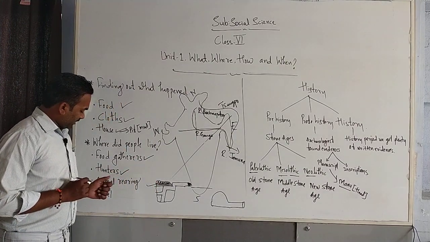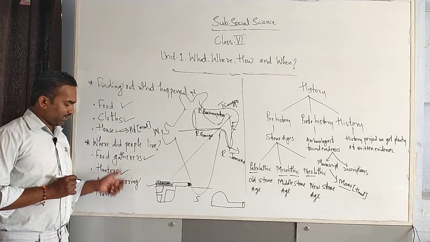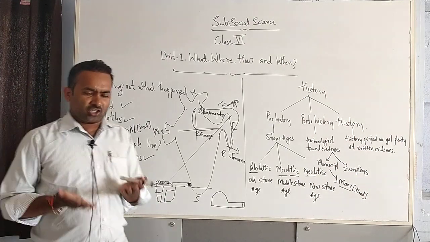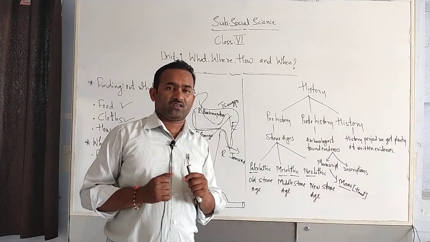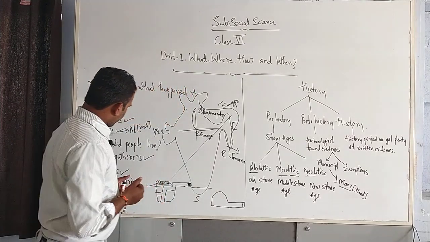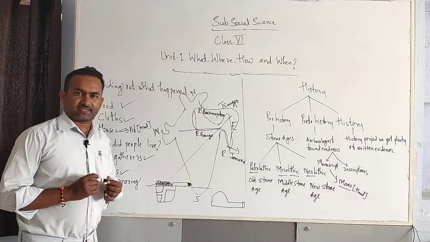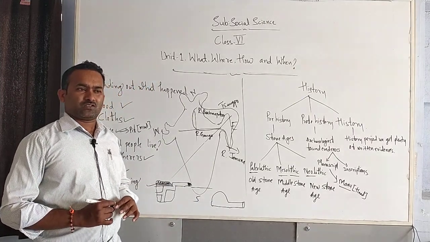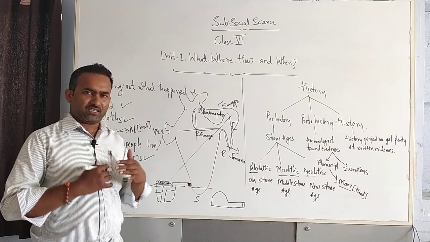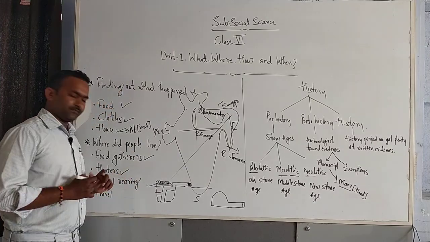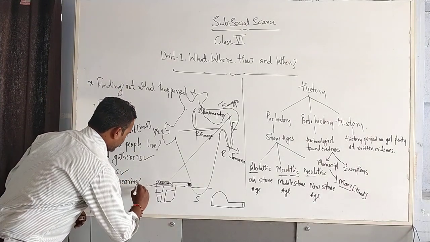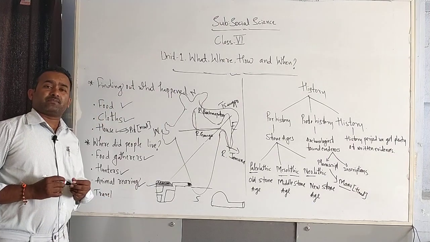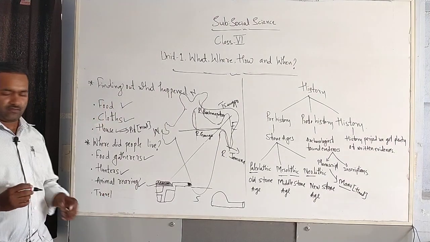So let us go to the next point. It is animal rearing. A little bit of development was there in ancient time. What was it? People started taking care of animals such as buffalo and cow. So the people started taking care of the animals in ancient time. So that also we can see here. And the last point for the people is travel.